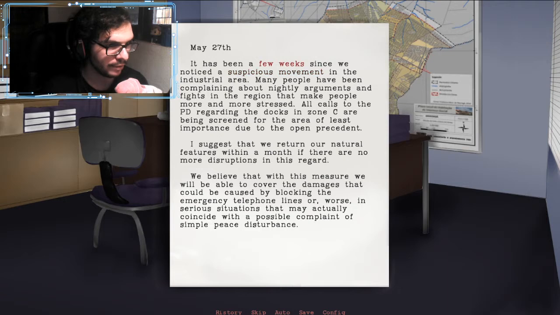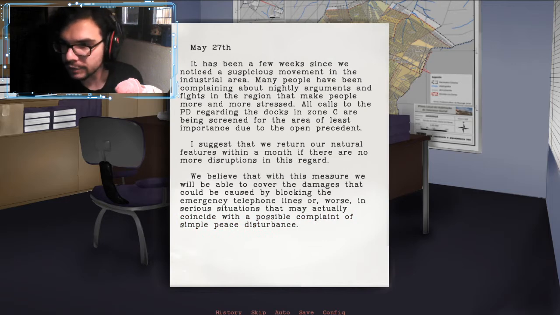It has been a few weeks since we noticed a suspicious movement in the industrial area. Many people have been complaining about nightly arguments and noise in the region that make people more and more stressed. All calls to the PD regarding the docks in Zone C are being screened for the area of least importance due to the open precedent. I suggest that we return our natural features within a month. If there are more disruptions in this regard, we believe that with this measure we will be able to cover the damages that could be caused by blocking the emergency telephone lines, or worse, in serious situations.